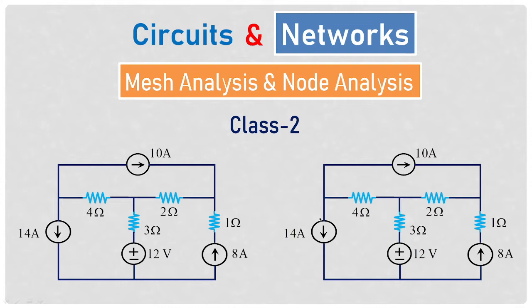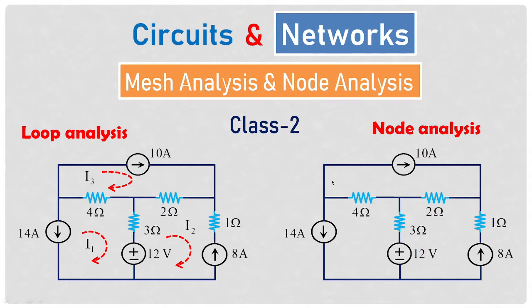So you can see there are two identical networks where we are going to apply loop analysis, where we are going to find out loop currents I1, I2, I3. Then we are going to apply node analysis, where you are going to find out the node voltages V1, V2, V3, and then we are going to estimate the branch currents. The example for branch current is 4 ohms, 2 ohms, 3 ohms. In both the cases, we need to find out the branch currents. So it depends upon the analysis where you're going to obtain the branch currents under mesh as well as node.